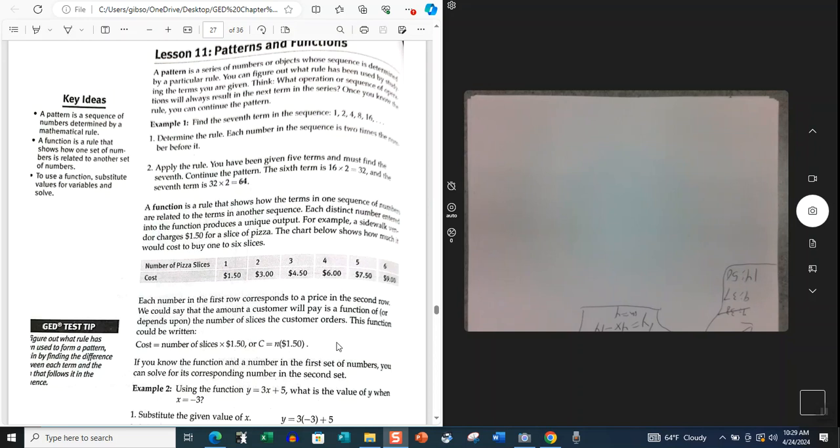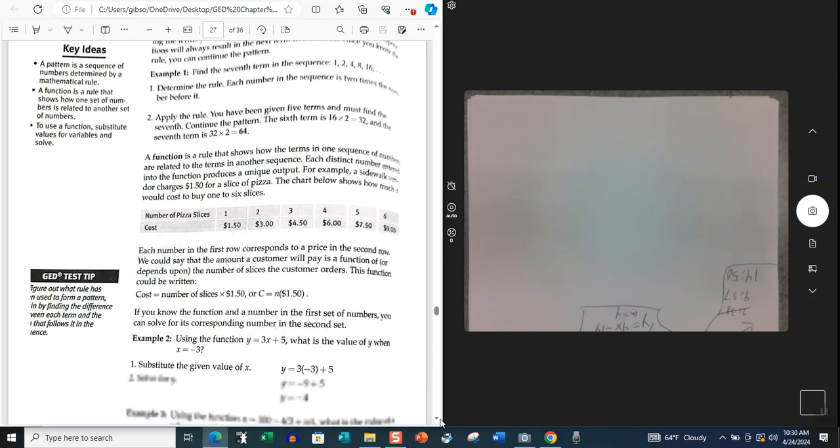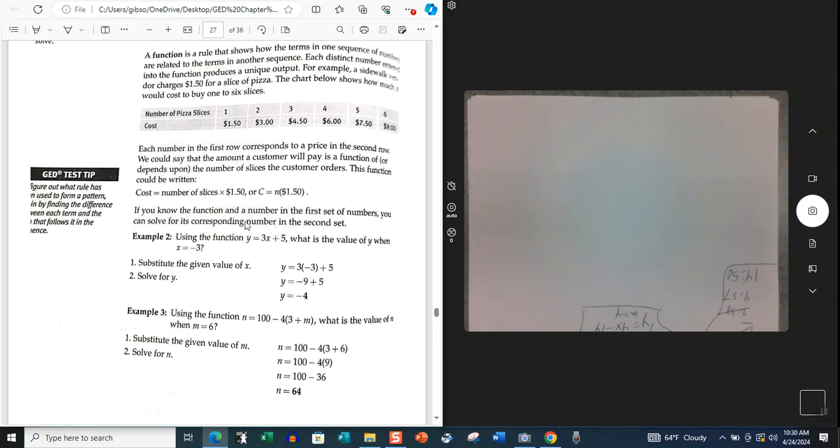Now, each number in the first row corresponds to a price in the second row. We could say that the amount a customer will pay is a function of, or depends upon, the number of slices the customer orders. This function could be written as the cost equals the number of slices, which we have here, times $1.50. So C is equal to N times $1.50. If you know the function and a number in the first set of numbers, you can solve for its corresponding number in the second set.